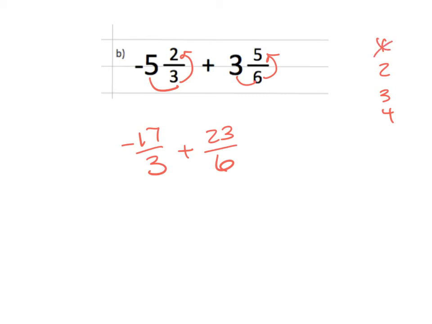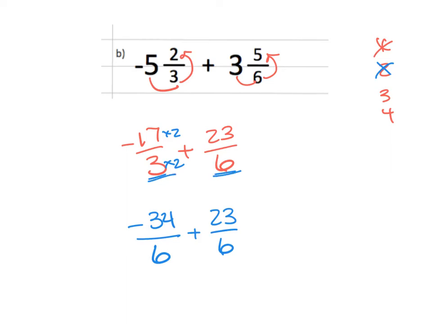Done with step 1. Step 2, let's use a different color. Step 2, common denominators. 3 and 6, I'm going to do 6. So 3 times 2, -17 times 2, so that's -34. Feel free to use calculators. Over 6, plus 23/6. Common denominators, and then found an equivalent fraction.